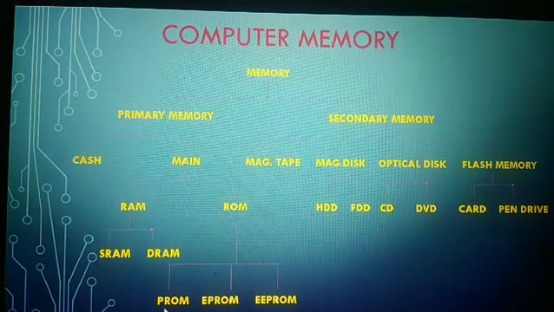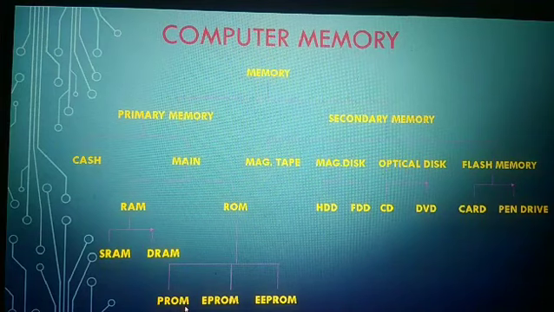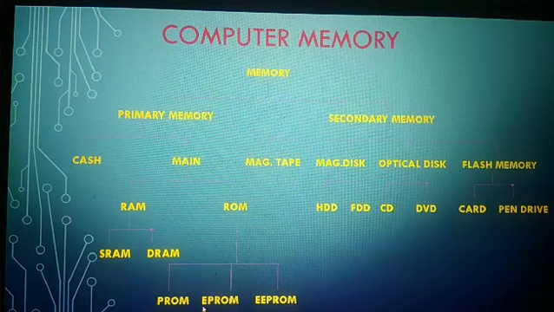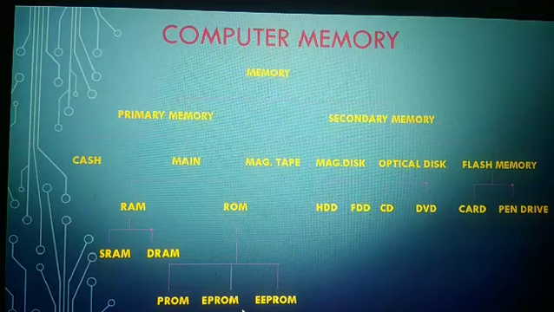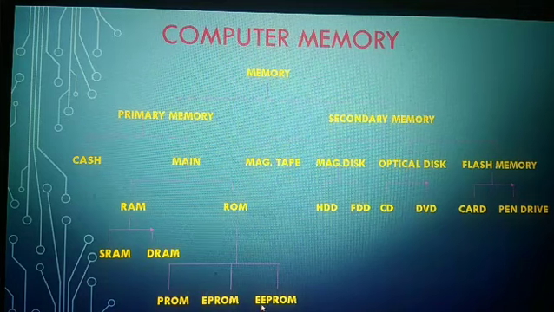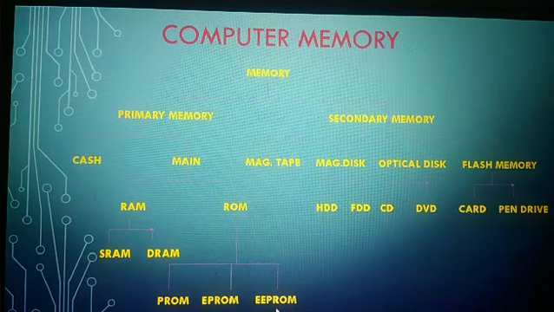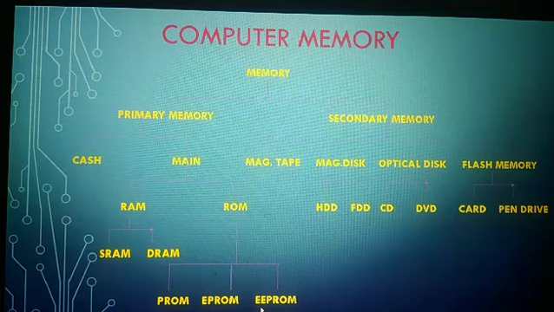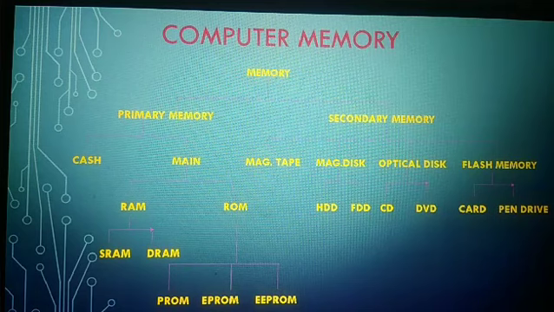What is PROM? PROM means programmable read-only memory. It's a program we can read. Now, next is EPROM. EPROM means erasable programmable read-only memory. Now we can erase this program. Next, EEPROM. EEPROM means electrically erasable programmable read-only memory. We can erase this program electrically. So do you understand this? What is ROM and the types of ROM?